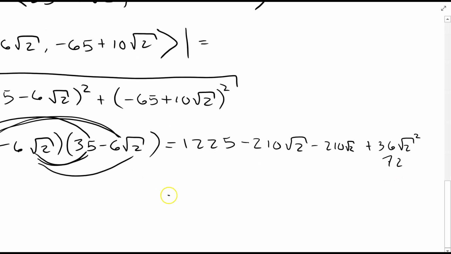So if I combine that stuff all together, I get 1225 plus 72, which is 1297, and then negative 210 root 2 minus 210 root 2 is minus 420 root 2.